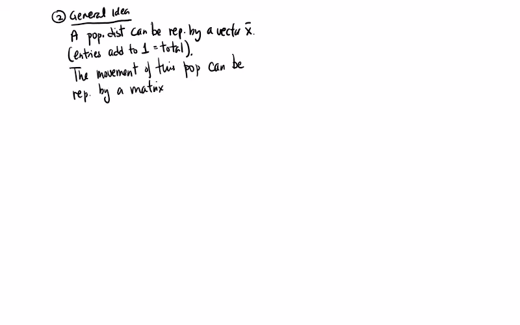Actually, I'll do something first. Let me make this an x sub 0 at the beginning, because we can think of it as a starting population. So the movement of this population can be represented by a matrix T. This is the T for a transition matrix. I'll define this formally later. But basically what happens in this matrix, in column J, this tells us what happens to the population in state J.